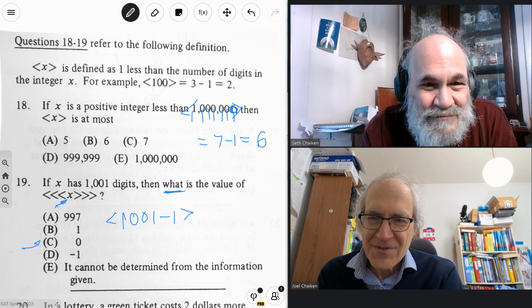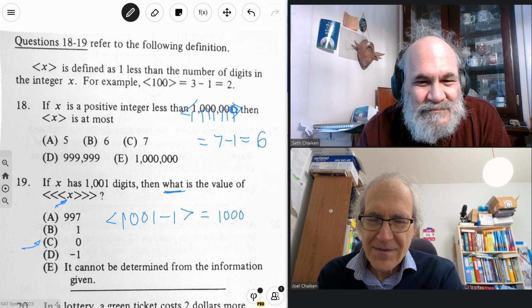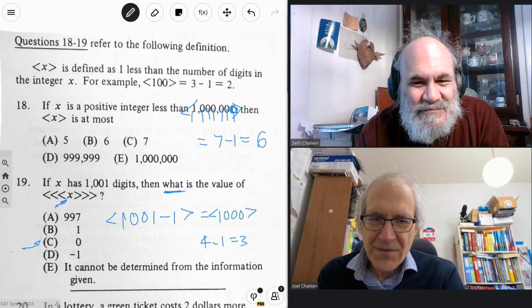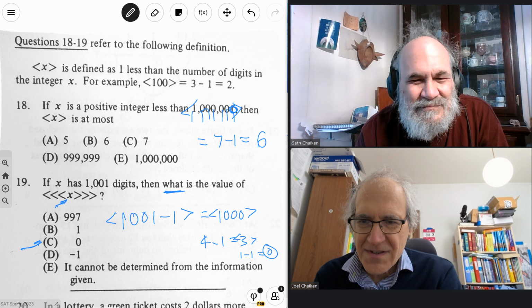If this has 1,001 digits, then the first hit of it is equal to 1,000. Now the second hit of it is equal to 4 minus 1, which is equal to 3. And then the third hit of it is 1 minus 1, which is equal to 0. So it looks like the answer is either C or E.